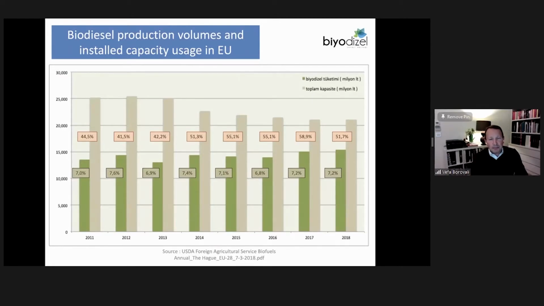Some more detail about the biodiesel production in the European Union. The capacity was higher in the beginning. In 2011, it was about 25 million tons. Now the installed capacity is about 20 million tons, but the capacity usage is about 50%. In 2019 and 2020, it went down a bit further, to around 50%. The blending ratio is roughly 7%. This is how it looks in the European Union. So more or less, the European Union is using about 15 million tons of biodiesel annually.